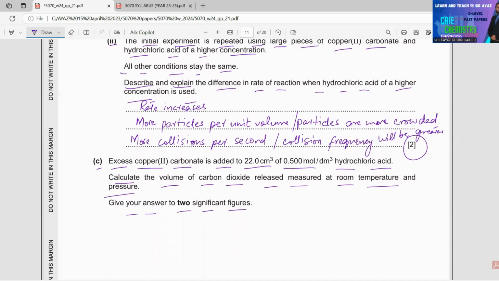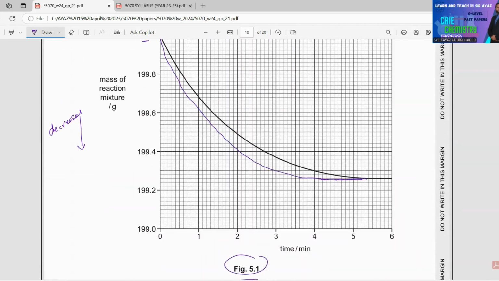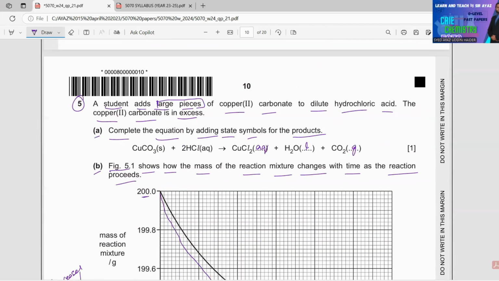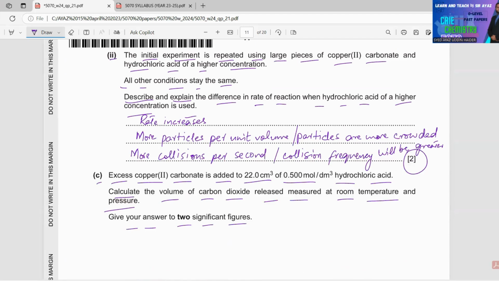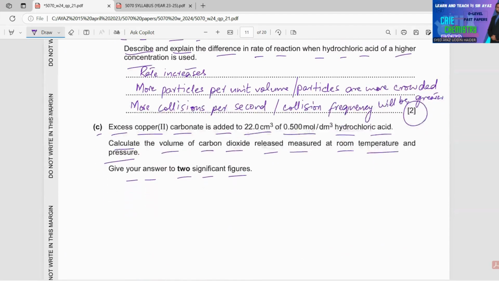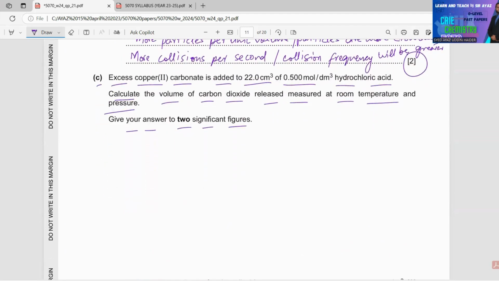Now we need to calculate the volume of carbon dioxide. So I'm going to show the relationship between hydrochloric acid and carbon dioxide using this equation. We have 2 moles of hydrochloric acid and 1 mole of carbon dioxide. So write 2 moles HCl giving 1 mole of CO2. This information will be needed later on.